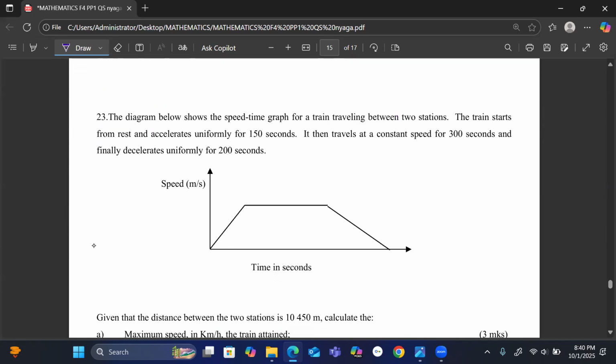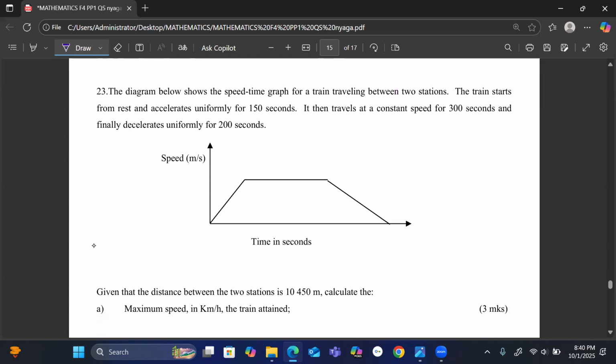The diagram below shows the speed-time graph for a train traveling between two stations. The train starts from rest and accelerates uniformly for 150 seconds. It then travels at a constant speed for 300 seconds and finally decelerates uniformly for 200 seconds. Given the distance between the two stations is 10,450 meters, calculate the maximum speed in kilometers per hour.